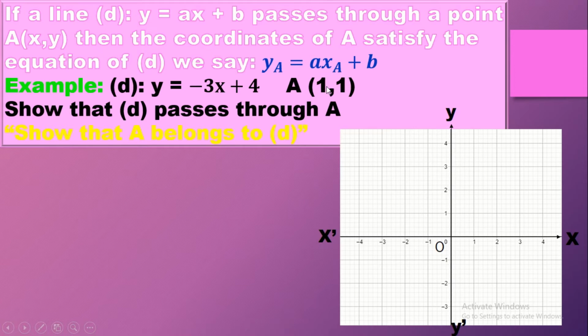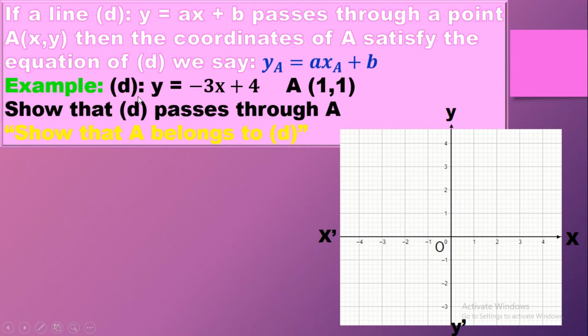When do we use this case? We can have two kinds of questions. The first one: if we have a straight line D passing through a particular point A, we can directly say that ya equals a xa plus b. The other kind of question is to prove that the straight line D is passing through a point A. As you see here in this example, they are asking us to show that D passes through A. They can also ask you the same question in a different way: show that A belongs to D. Both questions have the same focus and are solved with the same method.